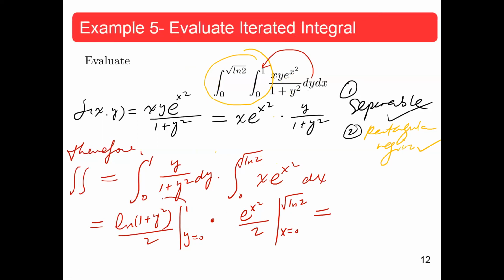All right, the first thing, let's plug 1 in and plug 0 in. I should have natural log of 1 plus 1, which is 2, over 2, minus, plugging 0 in, natural log of 1 over 2.